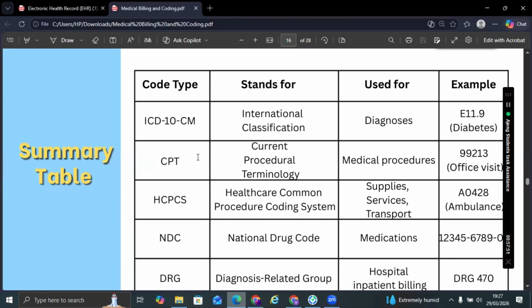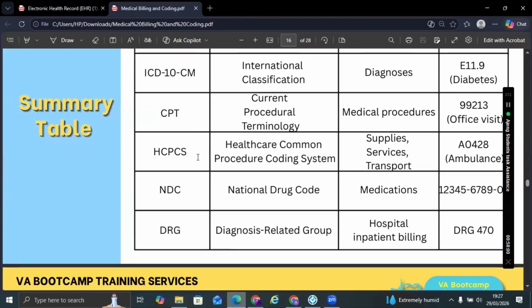NDC, National Drug Code, is for medication. Example, 12345678901. And then Diagnosis-Related Group is for hospital inpatient billing. For example, DRG 470.